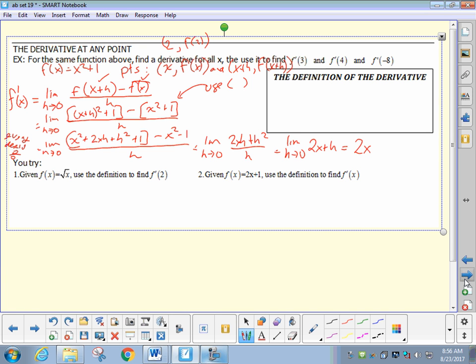Now, I could actually answer the other questions pretty doggone easy. F prime at 3, what is it? 6. It's just 2 times whatever the x is. 2 times 3 is 6. The slope at 3 is 6. What about f prime at 4? 8. What about f prime at negative 8? Negative 16. Now those are pretty easy. Okay. I'll get to the definition in a second, but think about the graph.